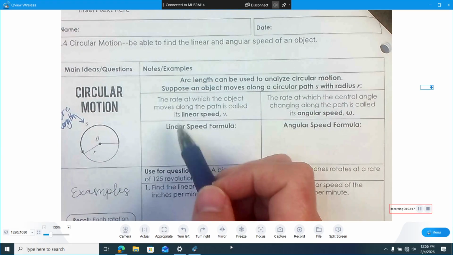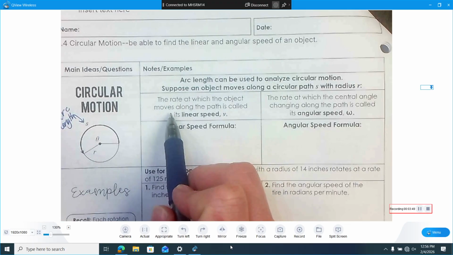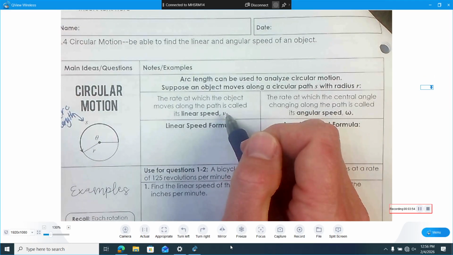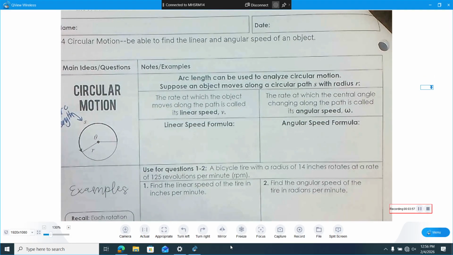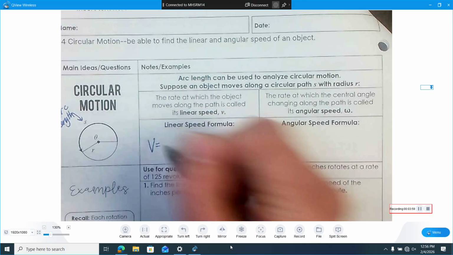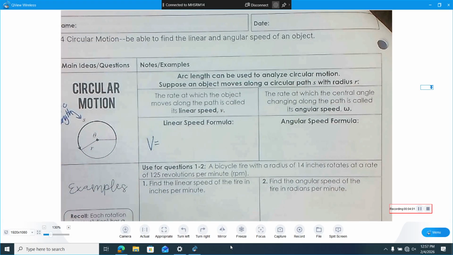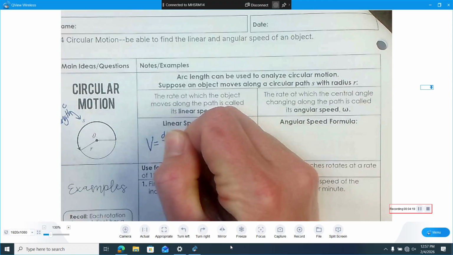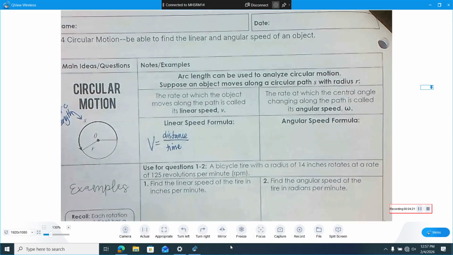If we want to find the rate at which an object moves along its path, it's called linear speed, or V for velocity. And if I want to know velocity, it's like we're driving a car, right? The speed is 55 miles per hour. Miles is a distance. Per hour is time. So it is the distance over the time that we're traveling.